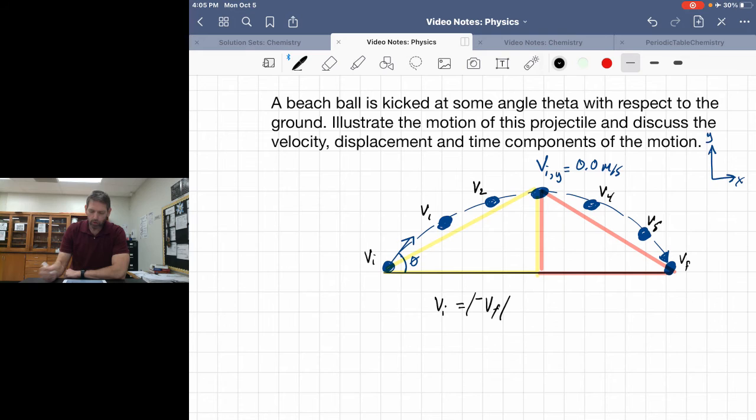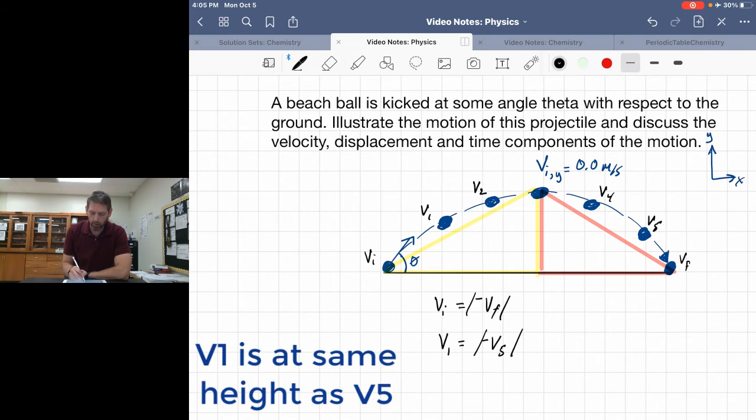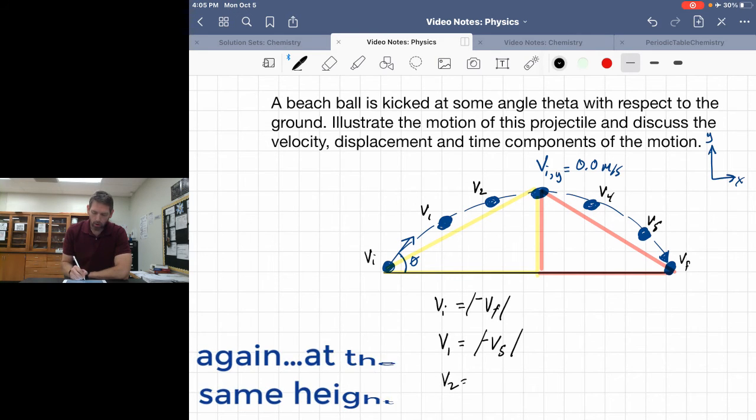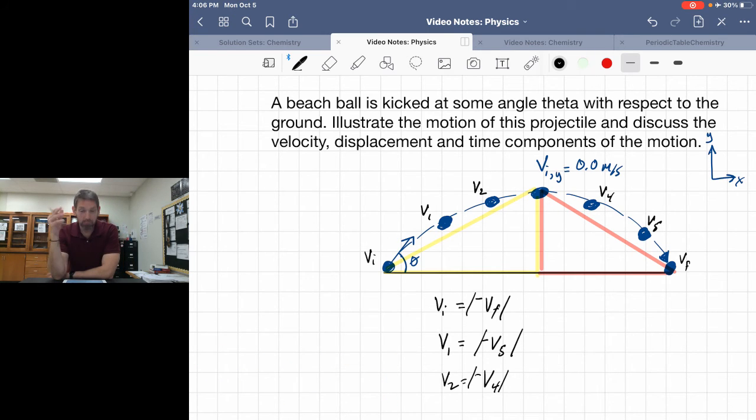So that means that the velocity at 1, if we look at this right here, would be equivalent to the velocity at 5, but it would be negative. So there we go. Velocity at 2 would have to equal the velocity at 4, but it's downward. I think that's kind of pretty straightforward.